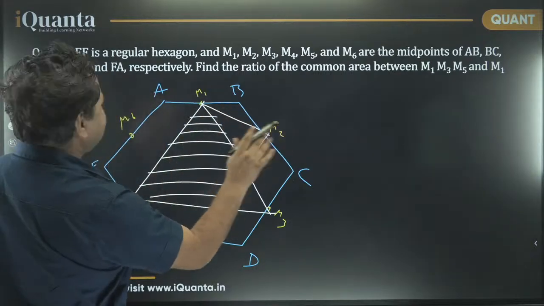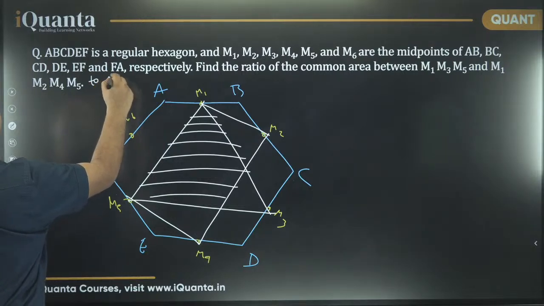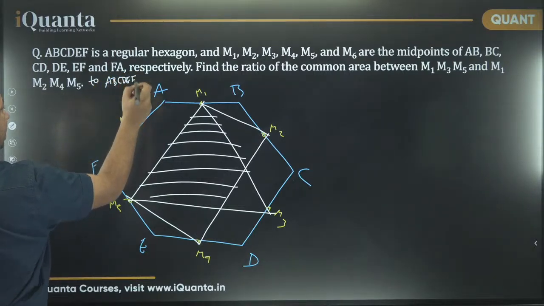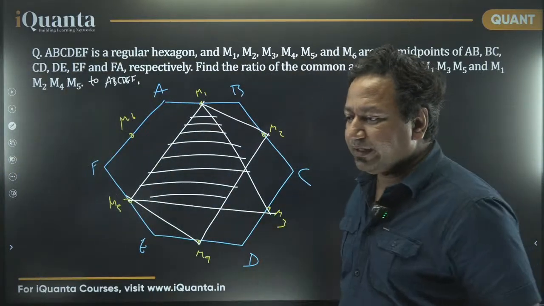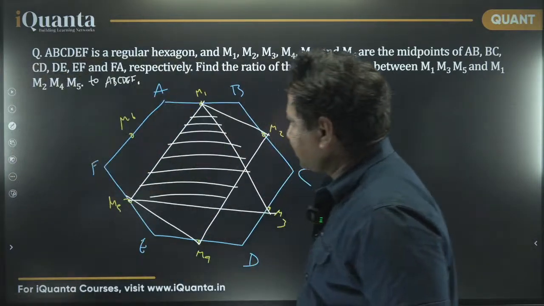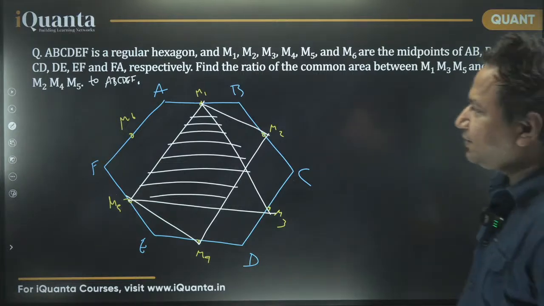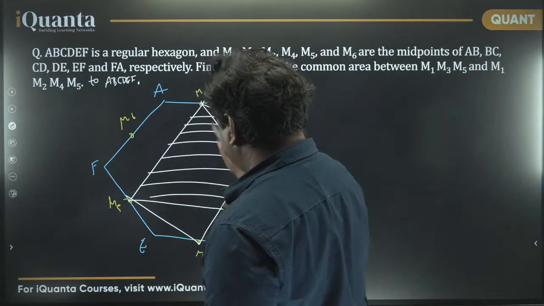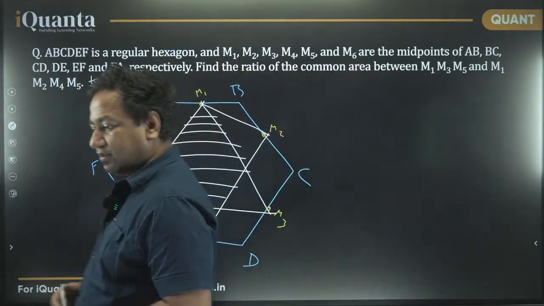Common area between these two, upon the area of the entire hexagon A, B, C, D, E, F. I don't really know what you are calculating. What's 1 by 2 here? Question पूरा है ही नहीं. अब क्वेश्चन पूरा हुआ है. So you need to find this shaded region, the ratio of this shaded region to the entire hexagon. That's what you need to find.